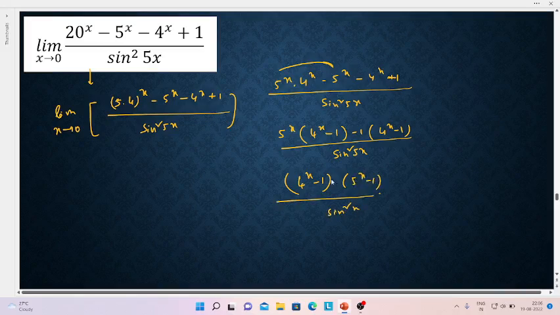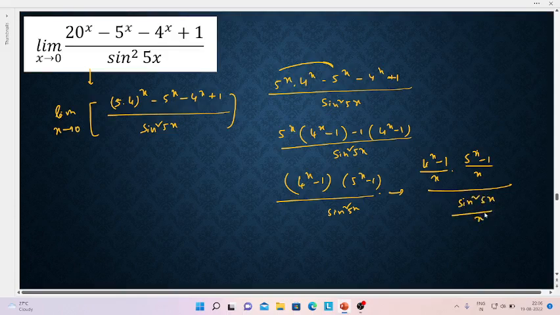Now you have to divide the numerator and denominator by x square. So you will have 4 to the power x minus 1 by x and 5 to the power x minus 1 upon x, and on the denominator it's basically sine square 5x upon x square, that means sine 5x upon x whole square. So that will give you log 4 base e, log 5 base e, and 5 square.